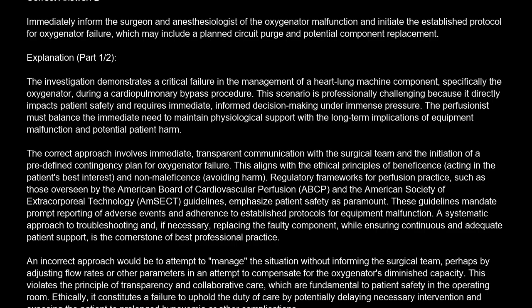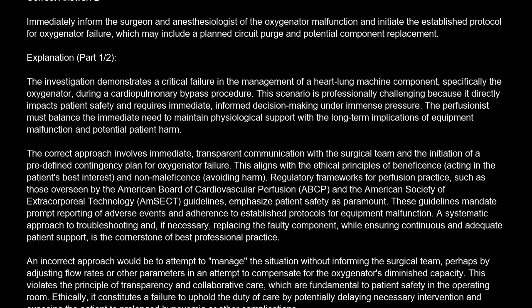Regulatory frameworks for perfusion practice, such as those overseen by the American Board of Cardiovascular Perfusion, (ABCP), and the American Society of Extracorporeal Technology, (AmSECT) guidelines, emphasize patient safety as paramount. These guidelines mandate prompt reporting of adverse events and adherence to established protocols for equipment malfunction. A systematic approach to troubleshooting, and, if necessary, replacing the faulty component, while ensuring continuous and adequate patient support, is the cornerstone of best professional practice.